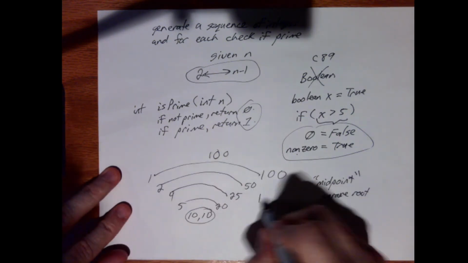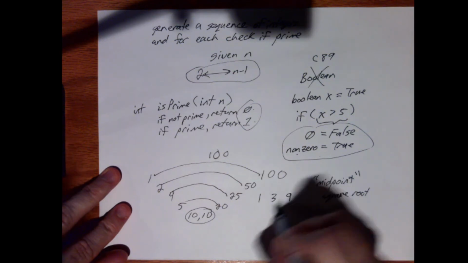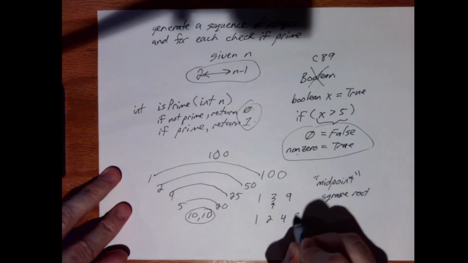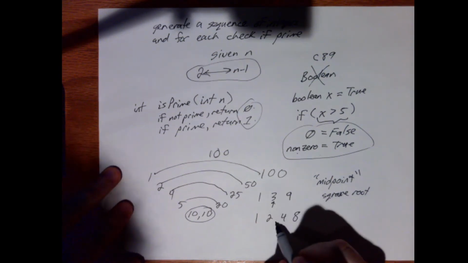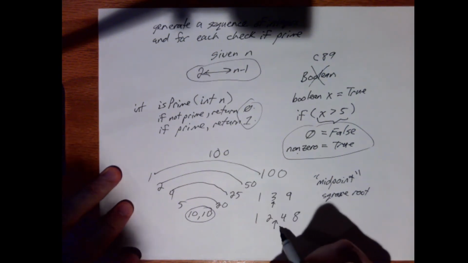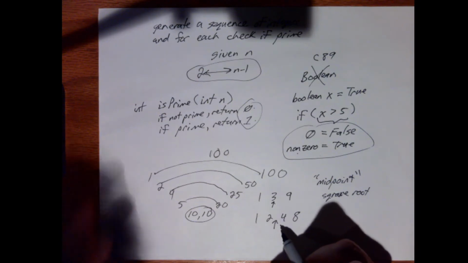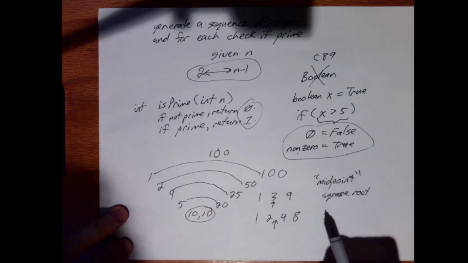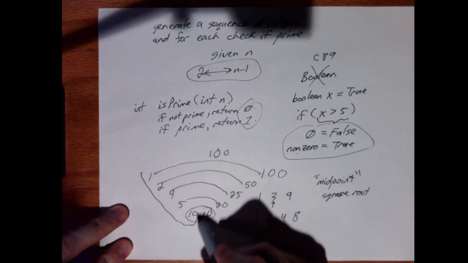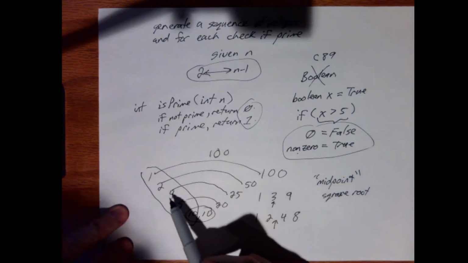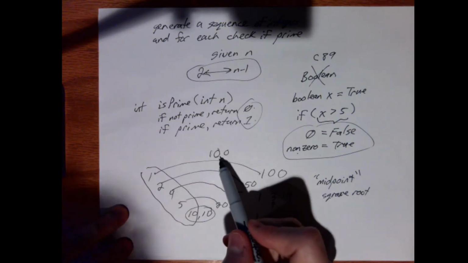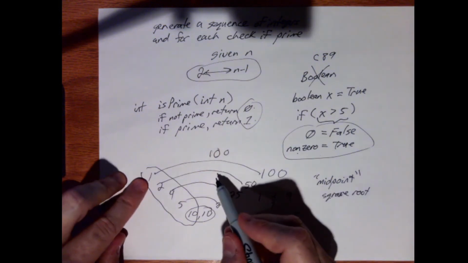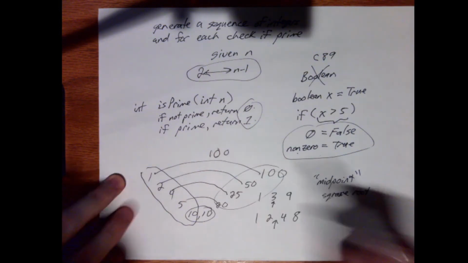So we have like 1, 3, 9. That's the midpoint. 1, 2, 4, 8. Square root of 8 then has to be in here. Okay, 2 point something. So what's the point of all this? Well, if I'm checking these numbers right here, and I don't find anything that divides evenly into 100, assuming that was a prime number, well, then I'm not going to find anything over here because they come in pairs.